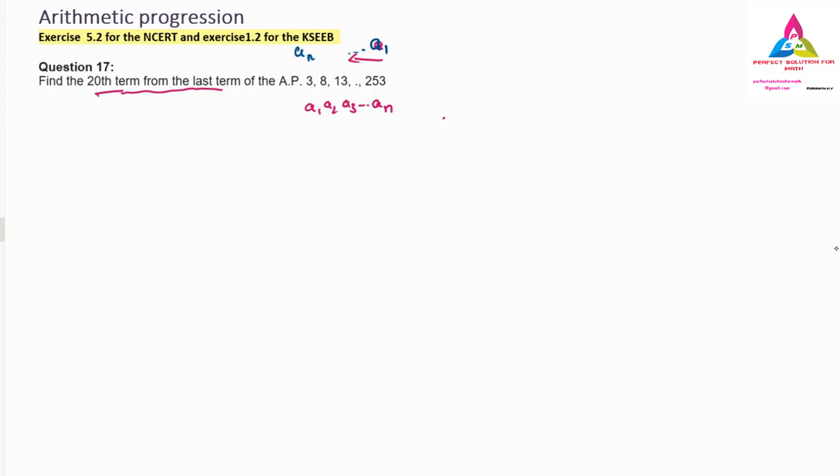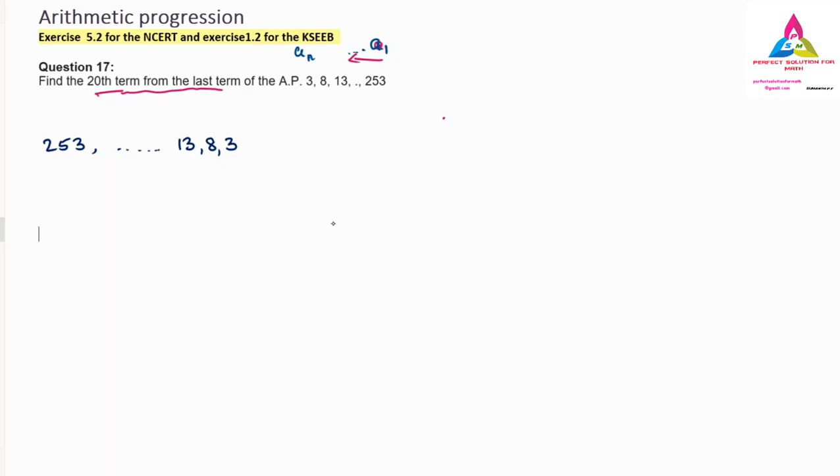So now we will solve. First we have to write what they have given in the correct order. The last term we consider as the first term, so 253 will be the first term. The next terms we don't know, leave them as they are. Next we have 13 over here, 8 over here, and lastly we have 3 as the last term. So this is our new AP. We have to create a new AP because here they have asked for the 20th term from the last term.